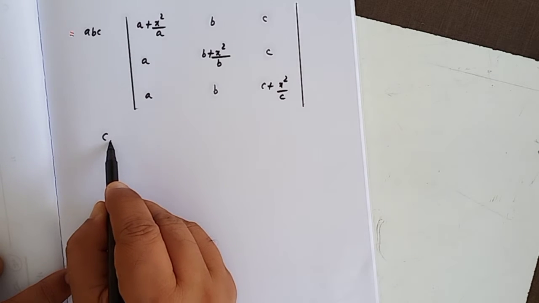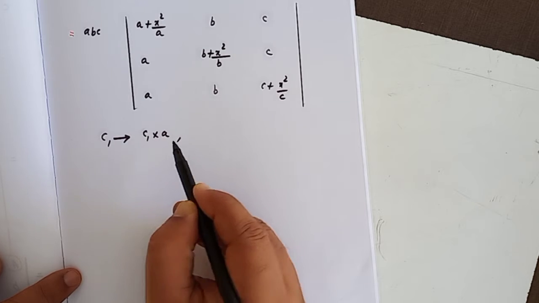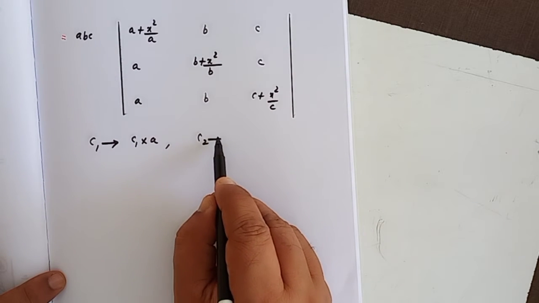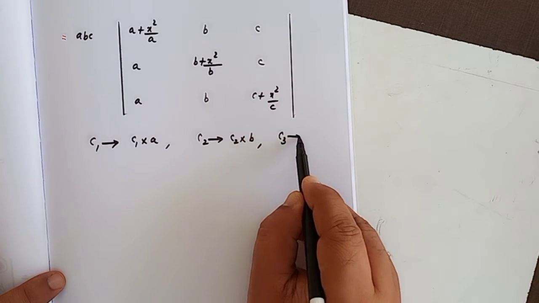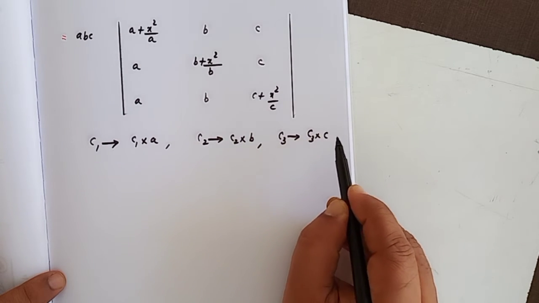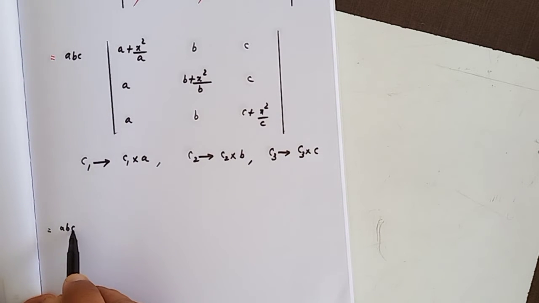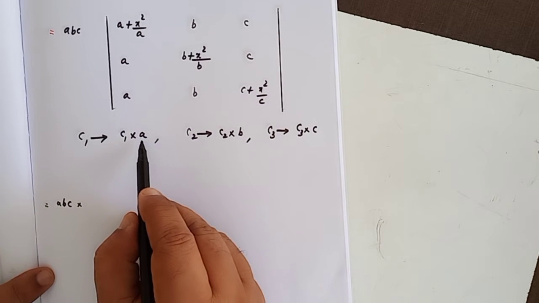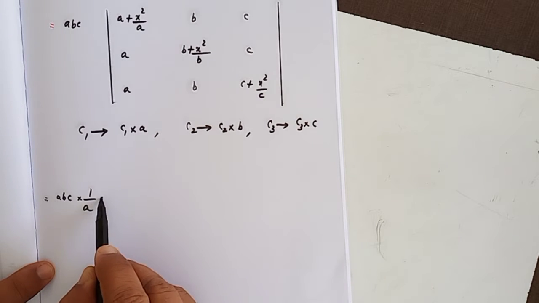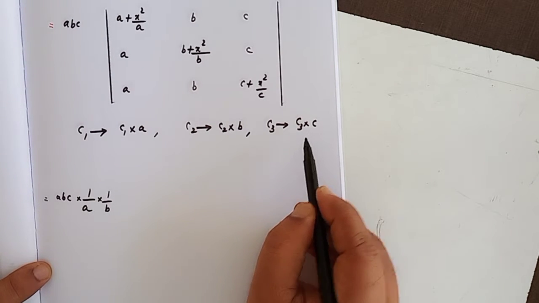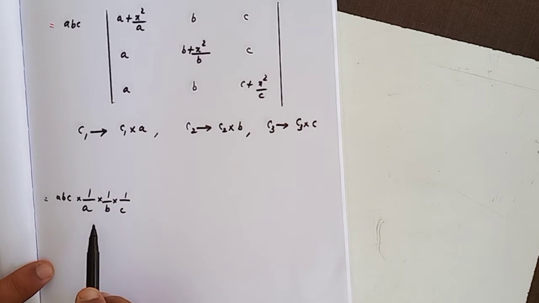Now multiply the columns. Column 1 implies column 1 into A. Column 2 implies column 2 into B. And column 3 implies column 3 into C. Already we have ABC outside the determinant. Now, since we are multiplying by A, for balancing you have to divide by A, then divide by B, then divide by C. Whenever you multiply, you have to divide for balancing.